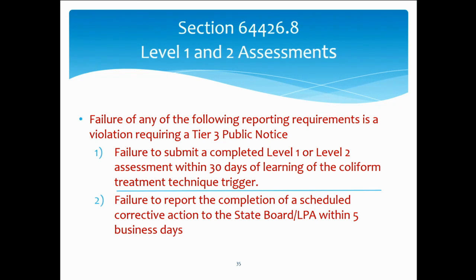On your handout, on this slide, it says failure of any of the following reporting requirements is a violation requiring a Tier 2 public notice. And that's an error. It should be Tier 3, and that's corrected on this presentation. It'll be corrected on the website after we put up the correction. These are Tier 3 notifications, which means you have to do them within 12 months, and you can use your CCR if you have to do a consumer confidence report to report those.